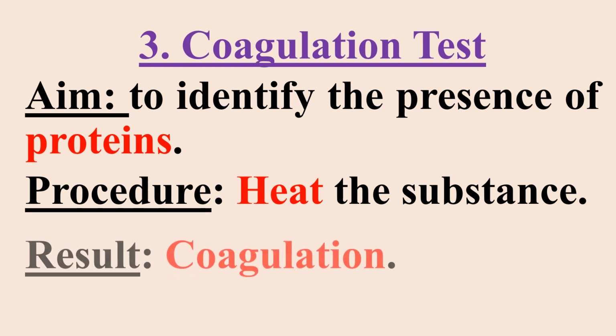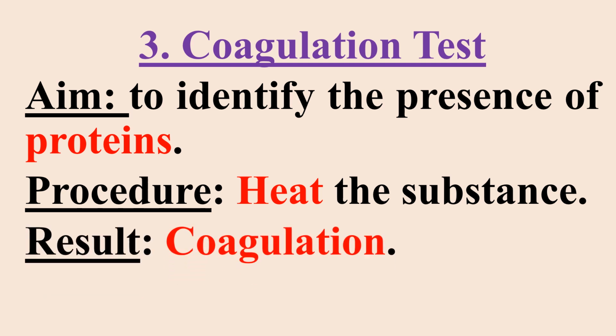The result is coagulation. Liquid egg white, whenever it is heated, it becomes solid. This is coagulation. Coagulate means it solidifies, it moves from the liquid state to the solid state. Okay? An example is as if you are frying an egg. The liquid egg white becomes solid.